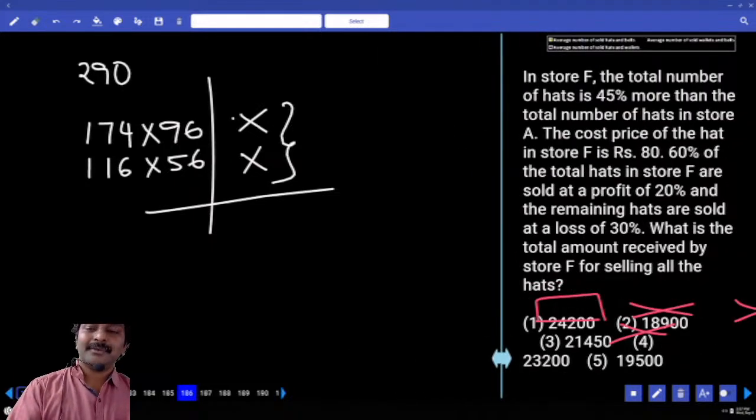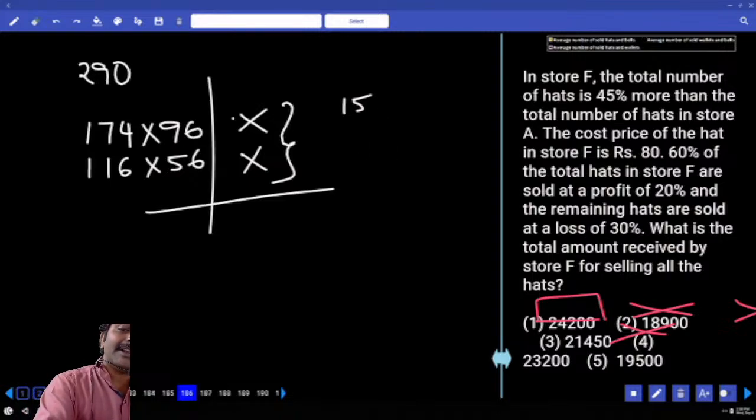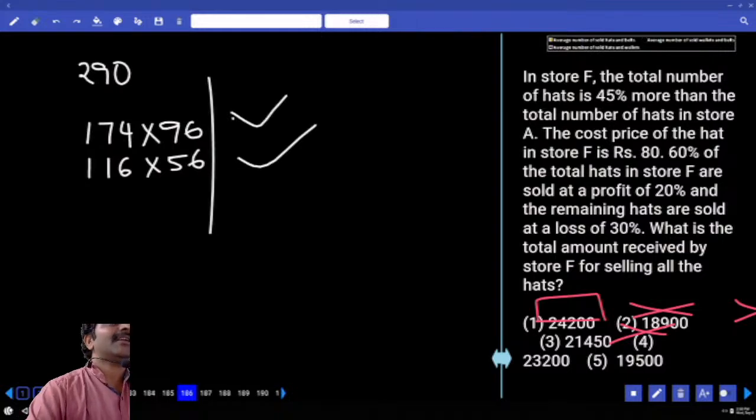I'll tell you. I'll just take 15. Number 15, is it 11 multiple? I'll take 7. Is it 11 multiple? If you take sum, how much you get? Is it 11 multiple? Yes, that can be. If we have both 11 multiples, then you can conclude the answer is 11 multiple for sure.